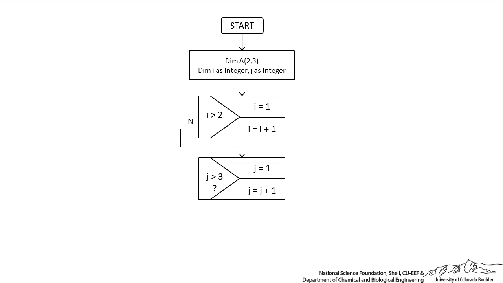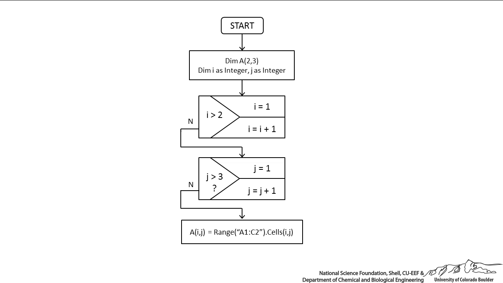We have an index j. j will be going from 1 to 3 because we have 3 columns. During each iteration, we are going to take Range("A1").Cells(i, j). So we're going to actually pluck a value from range A1 to C2 cells, for example 1, 1, and we're going to assign that to our local array A. So by local I mean A is our array that's defined in VBA.